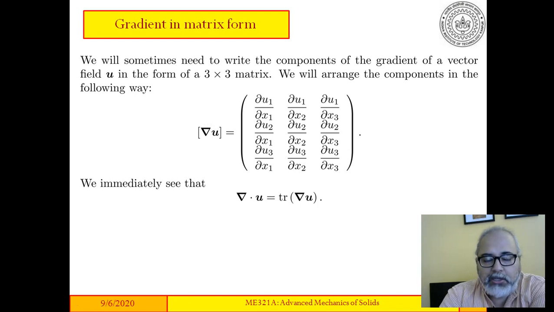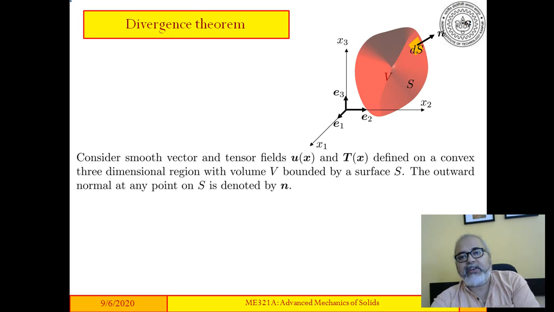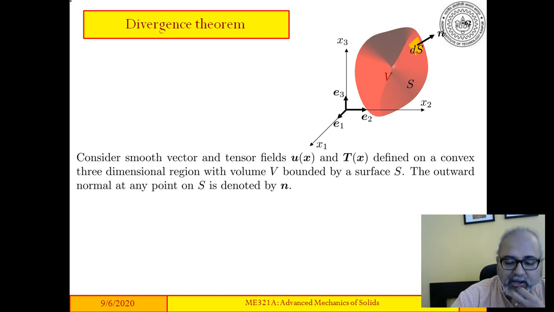Okay, so there's one more thing that we need to do, which is a very important theorem that you might have learned in your basic calculus courses, called the divergence theorem. What the divergence theorem does is it helps you transform integrals over a volume V into integrals over the surface S, or vice versa. To do that, there are a few things that are necessary. Consider that I have a vector field or a tensor field, which are functions of position. So I have a vector field which is a function of position. That means all over this space, this vector field is defined.